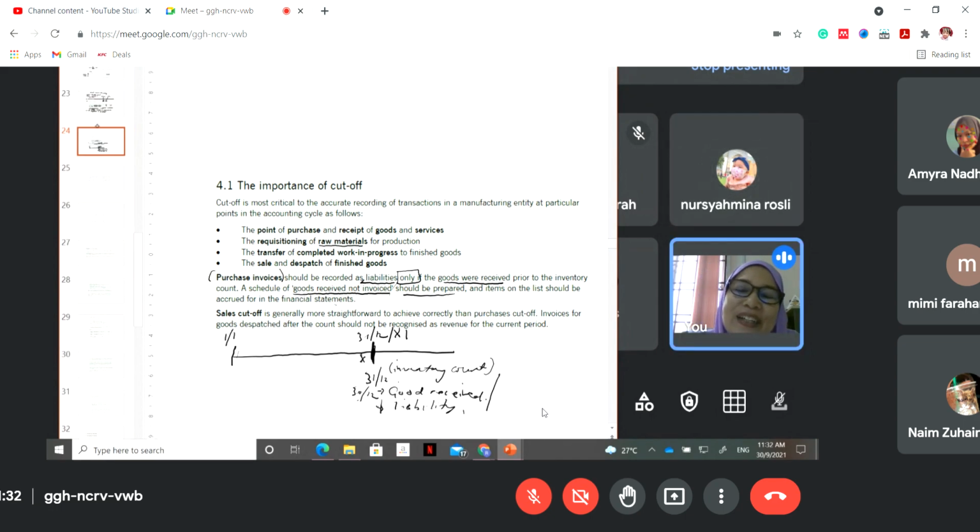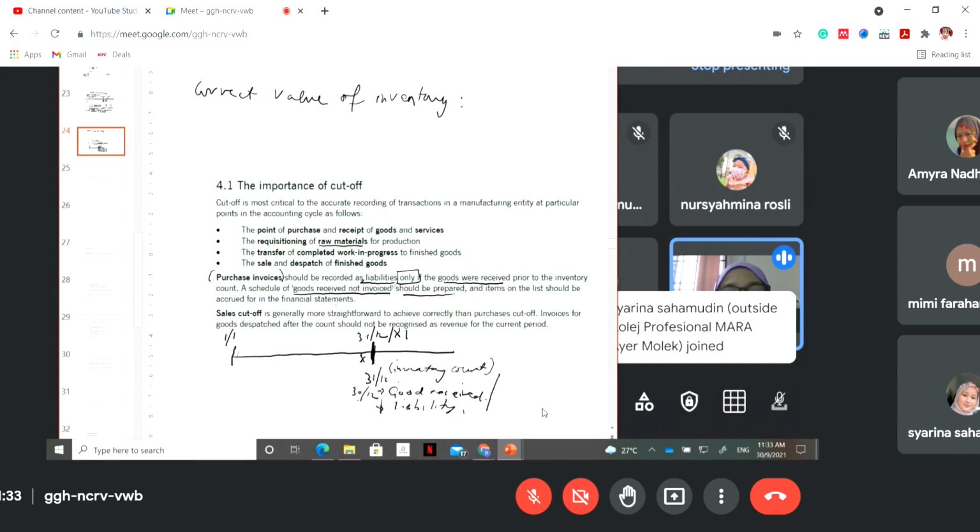Okay, so now the question is what? Because we are talking on the valuation of inventory, the correct value of inventory. So bila kita nak tengok the correct value of inventory ni, kita kena tengok juga whether the inventory has been recorded at a proper period. So sekarang ni kita ambil jalan senang je, kita assume inventory count is done on 31st December. So inventory count done on 31st December, goods received on 30th December.